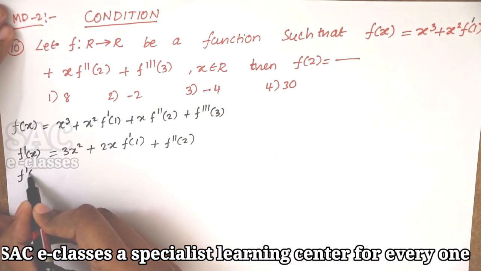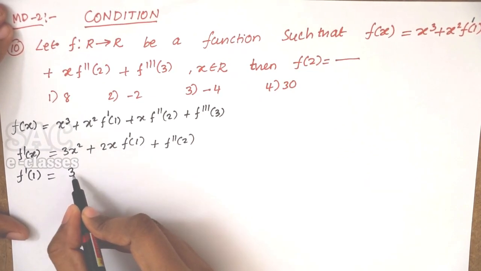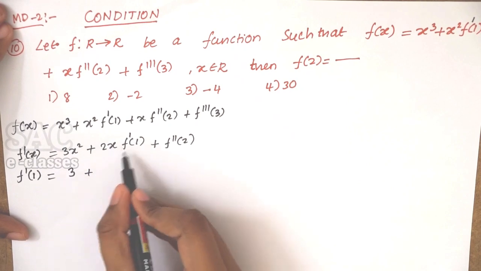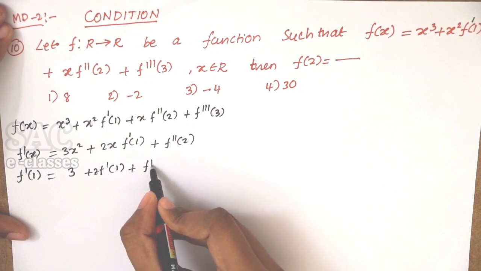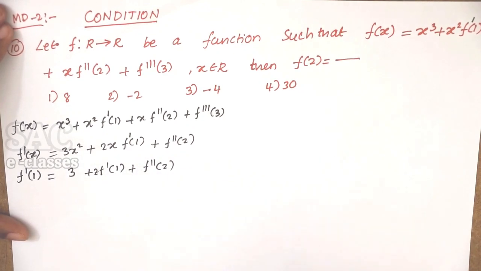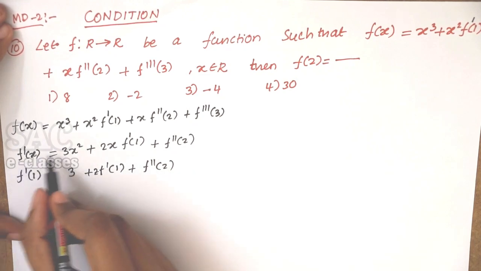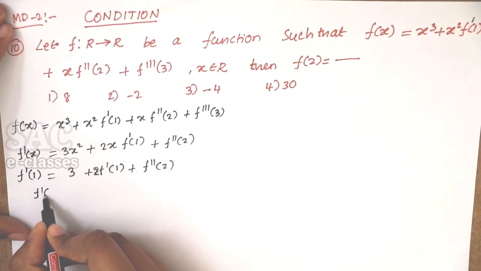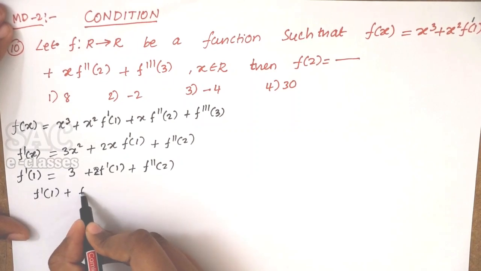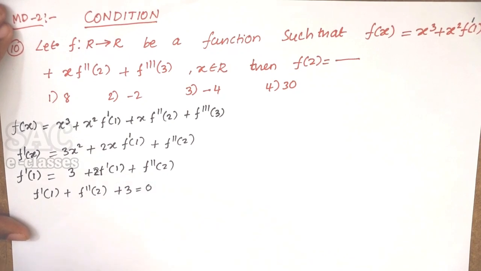Simply by taking x as 1: 3·1² + 2·1·f'(1) + f'(1) + f''(2). There is no other special thing. I want to express the equation in terms of f'(1). So simplify: 2·f'(1) + f'(1) will become f'(1) plus f'(2) plus 3 equal to 0.